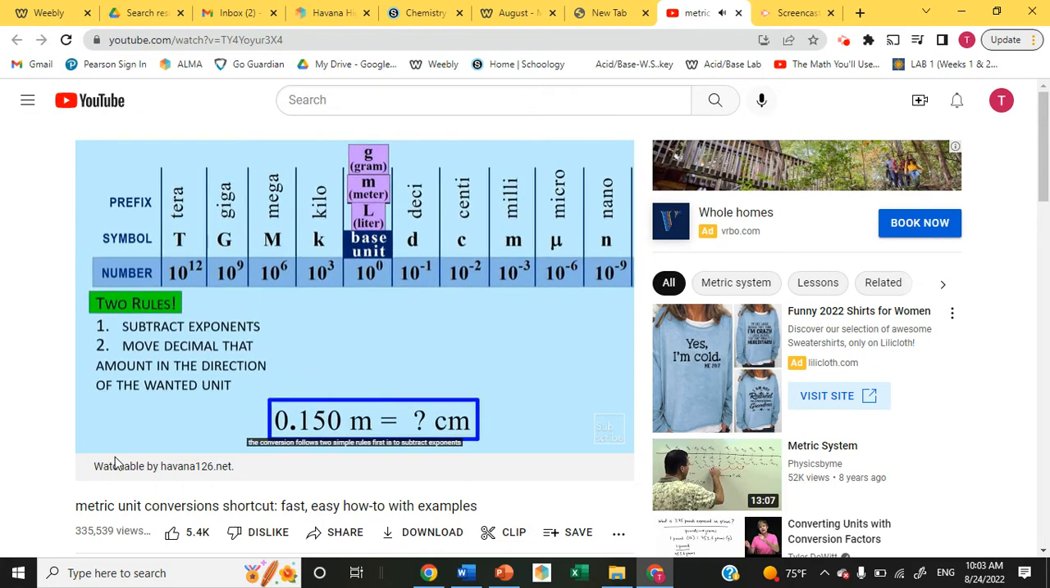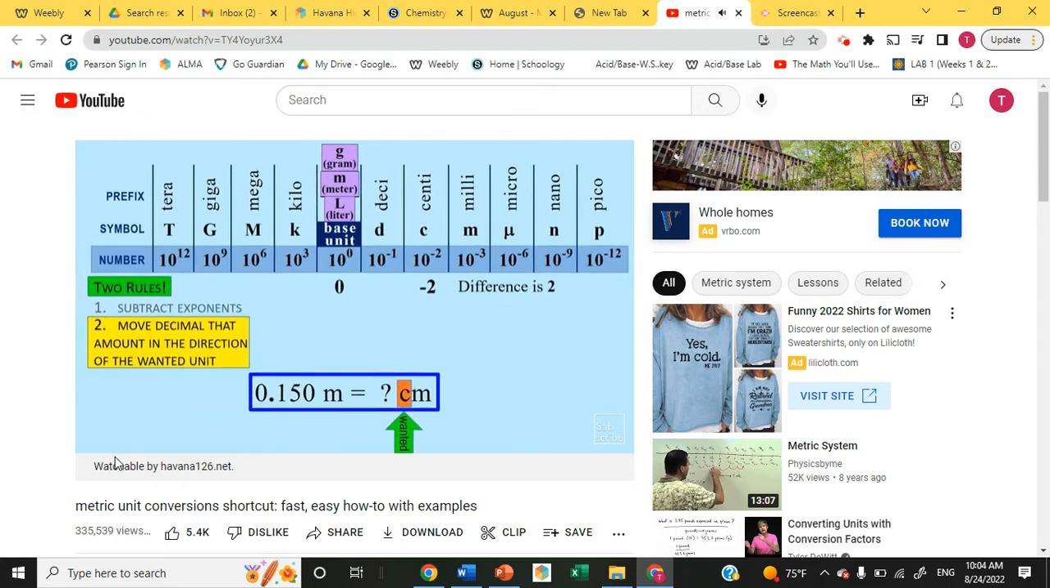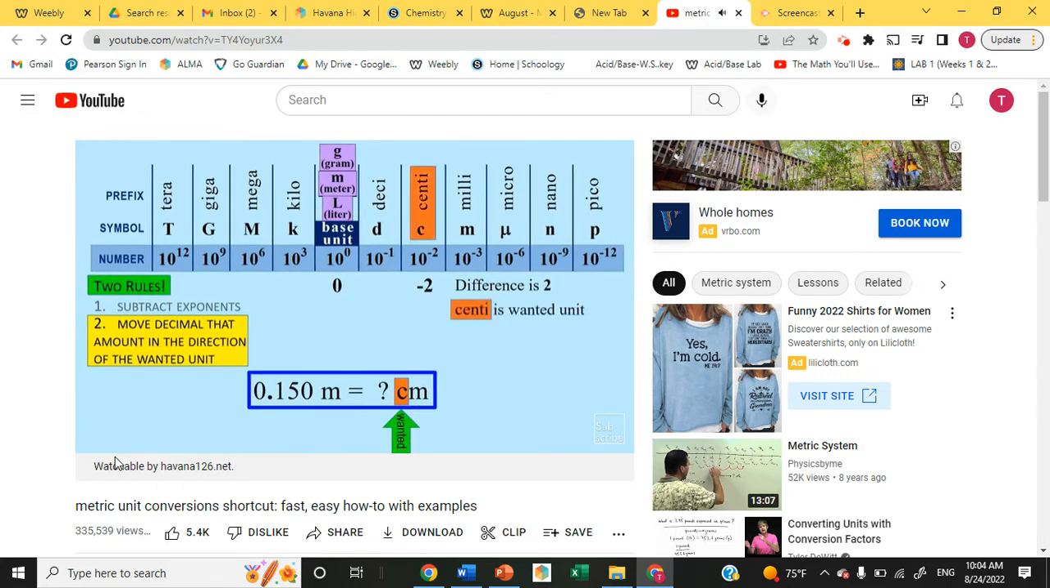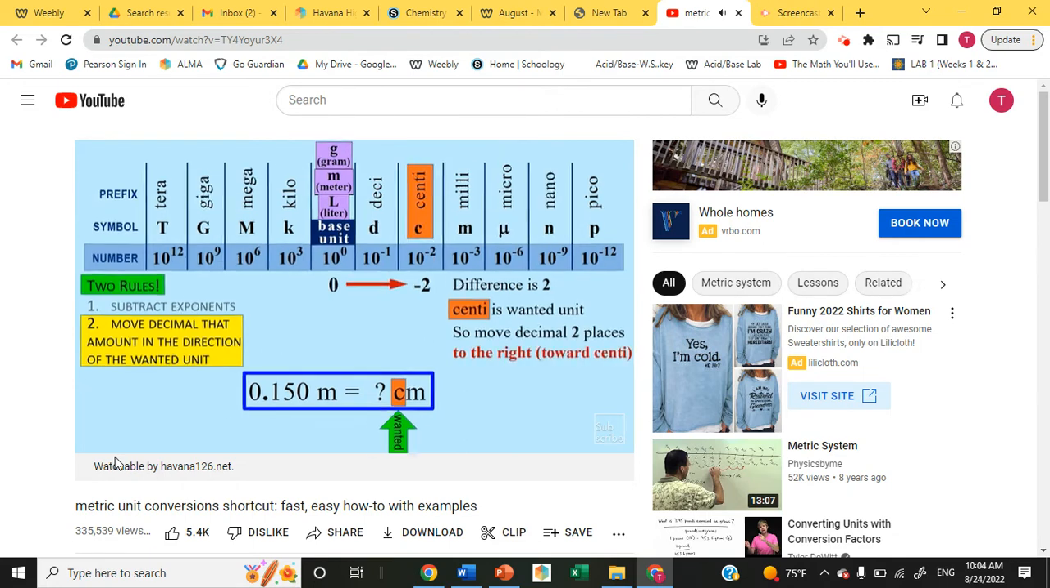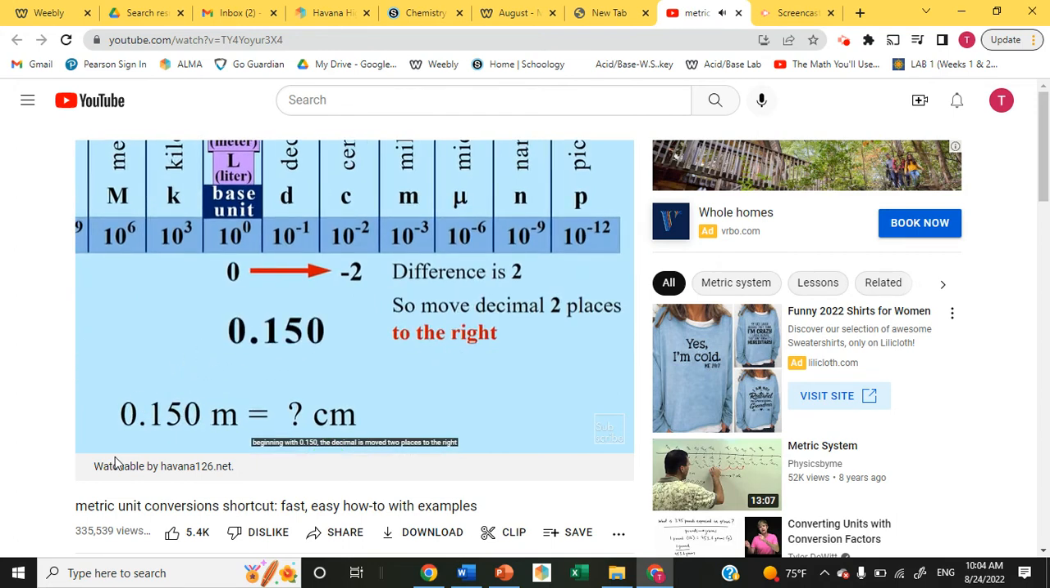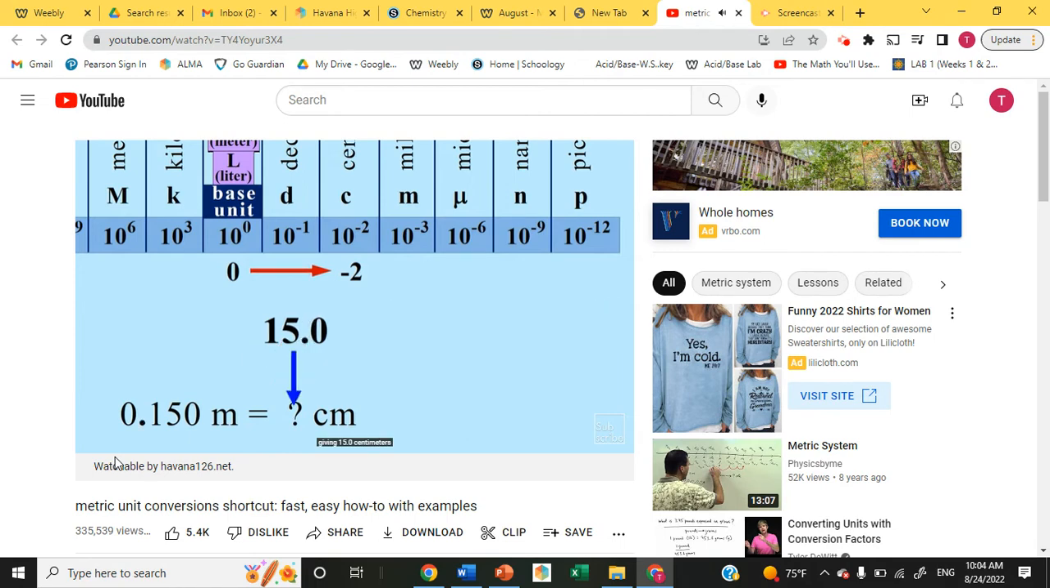The conversion follows two simple rules. First is to subtract exponents. So we have meter with an exponent of 0, and we want to get to centi with an exponent of -2. Write down the exponents and subtract, giving a difference of 2. Now we will move the decimal that amount in the direction of the wanted unit. Centi is wanted, so move the decimal 2 places to the right, which is toward centi. Beginning with 0.150, the decimal is moved 2 places to the right, giving 15.0 centimeters.